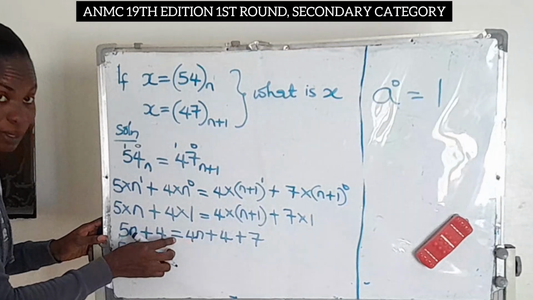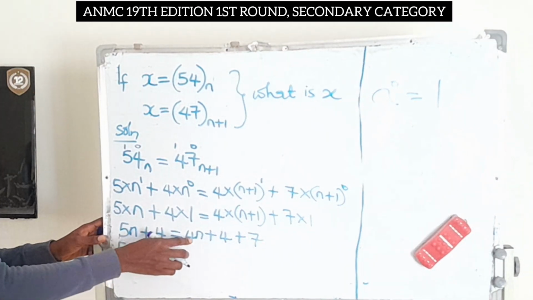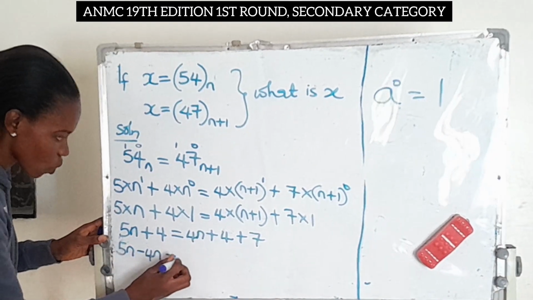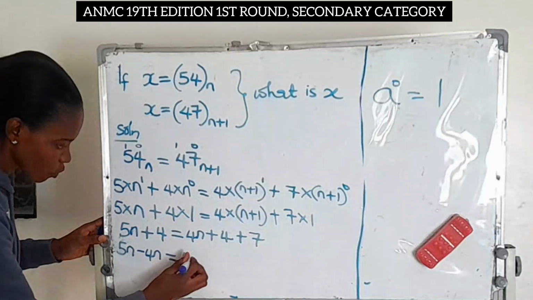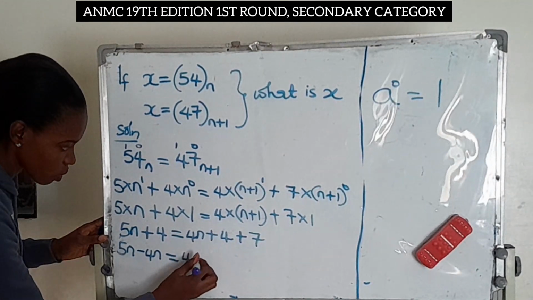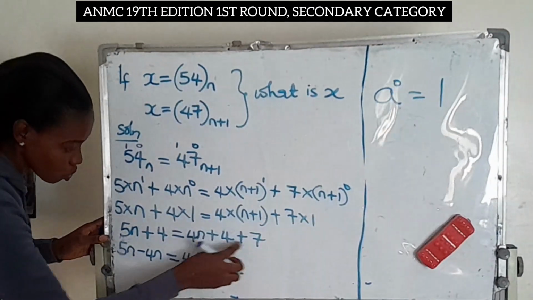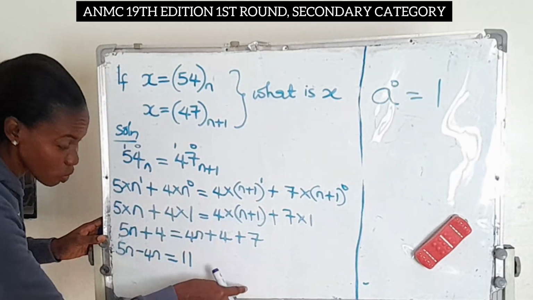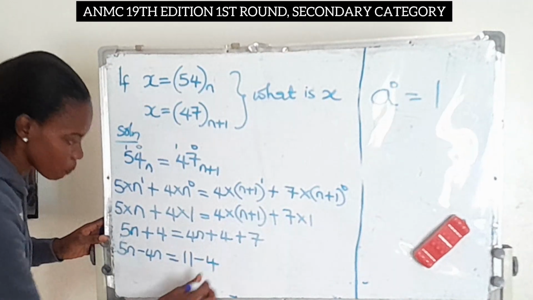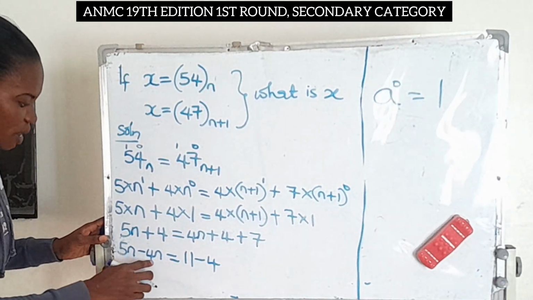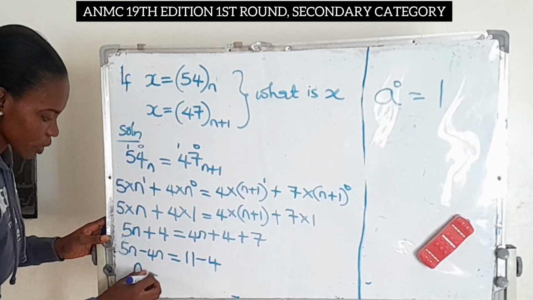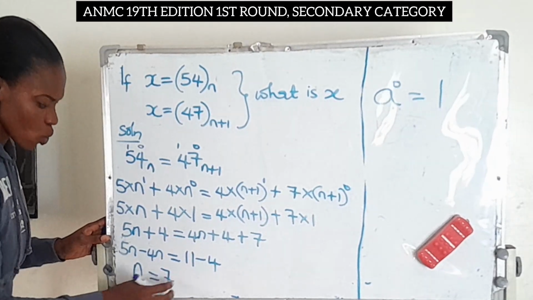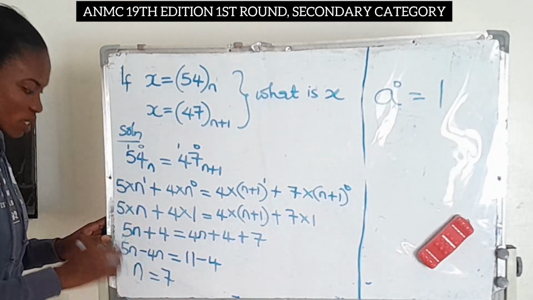This 4n, there's an equality sign, so if it crosses to meet this 4n, it will change to minus 4n. So this will be minus 4n is equal to 4 here, plus, okay, we can even add these two numbers themselves. 4 plus 7 is 11, right? So this is 11, and this coming to meet them will be minus 4. Is that understood? Alright, 5n minus 4n will give us n is equal to 11 minus 4, which will give us 7.